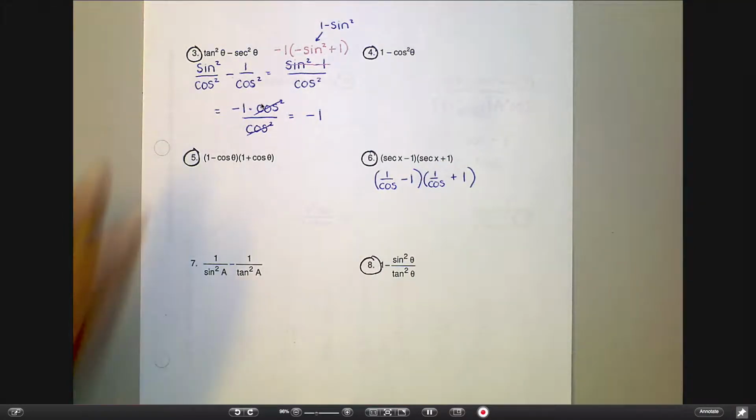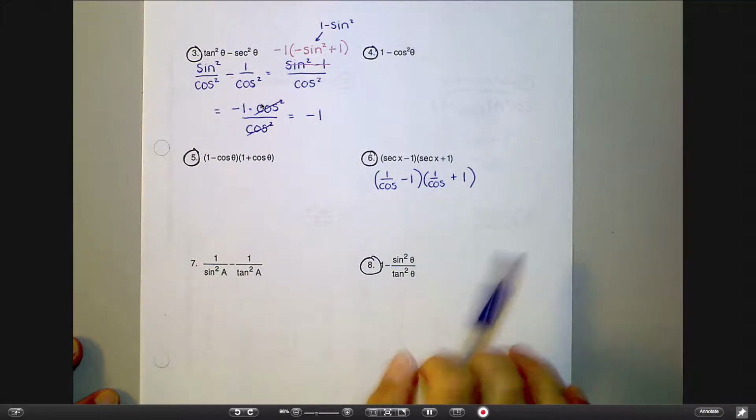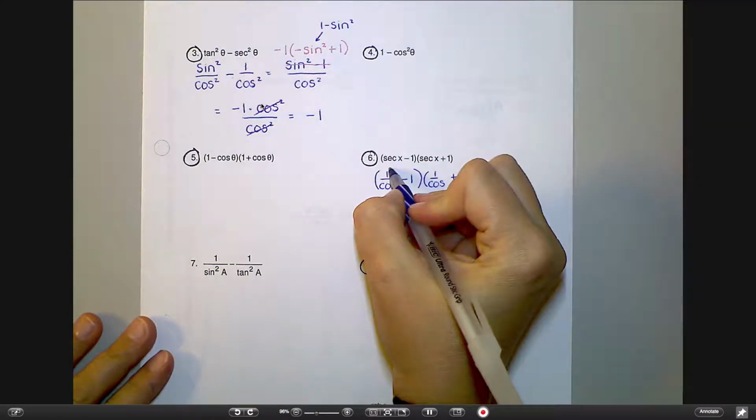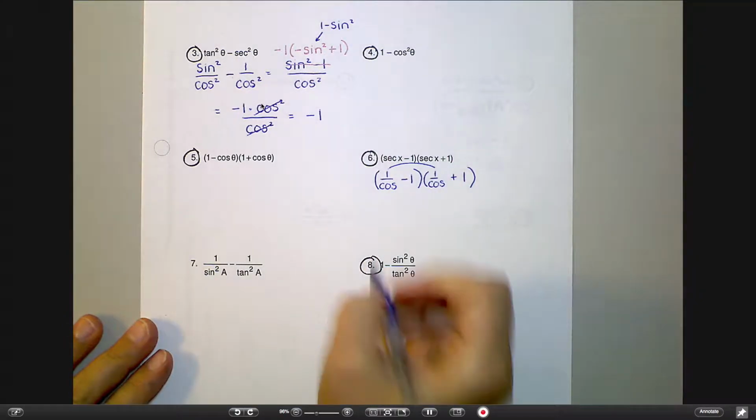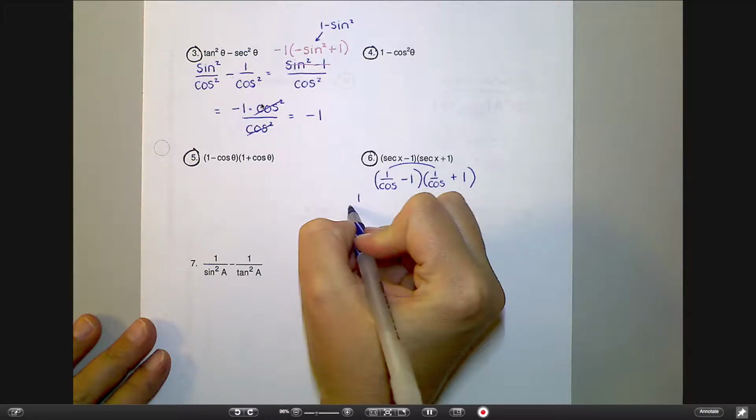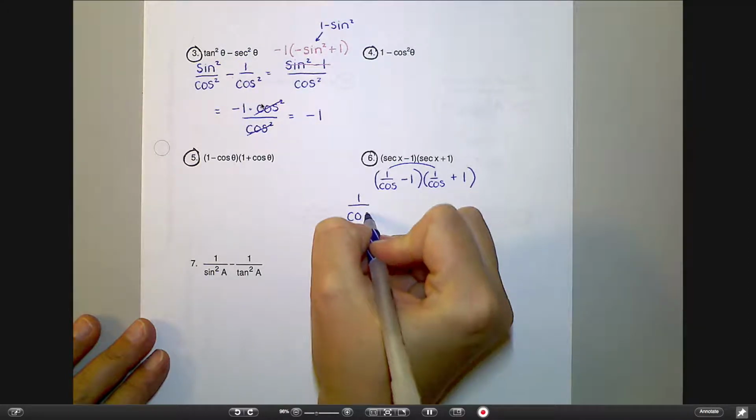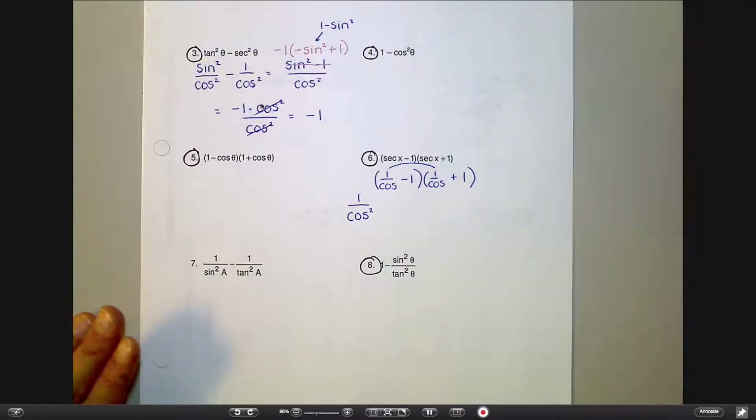Okay. What do you normally do with things like that, where it's 2 parentheses like that? FOIL. Yeah, we're going to have to distribute twice. So when I do 1 over cosine times 1 over cosine, that's really going to give me 1 over cosine squared. Right? Because you would do 1 times 1 and cosine times cosine, which is really just 1 and cosine squared.